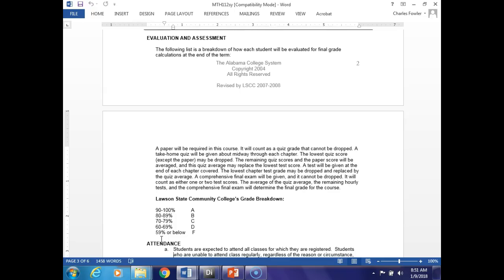Required. Okay. It will count as a quiz grade. Just like your quiz, your paper is going to be something you're going to do at home, using all the resources you have and stuff like this. So I count it as a quiz score. Okay? The paper score cannot be dropped. The take-home quiz will be given about midway through each of the chapters. And for those quizzes, I will drop your lowest one if it helps your average.